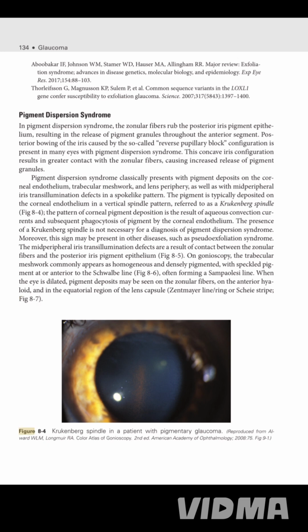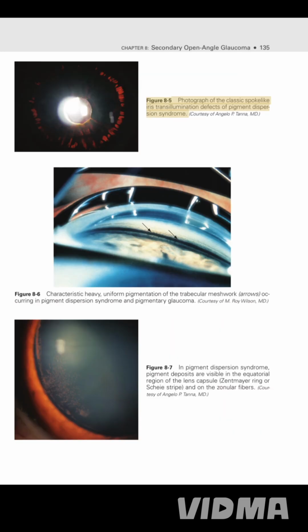Fig 8-7. Figure 8-4: Krukenberg spindle in a patient with pigmentary glaucoma. Figure 8-5: Photograph of the classic spoke-like iris transillumination defects of pigment dispersion syndrome. Figure 8-6: Characteristic heavy, uniform pigmentation of the trabecular meshwork, arrows, occurring in pigment dispersion syndrome and pigmentary glaucoma. Figure 8-7: In pigment dispersion syndrome, pigment deposits are visible in the equatorial region of the lens capsule, Zentmeyer ring or Scheie stripe, and on the zonular fibers.